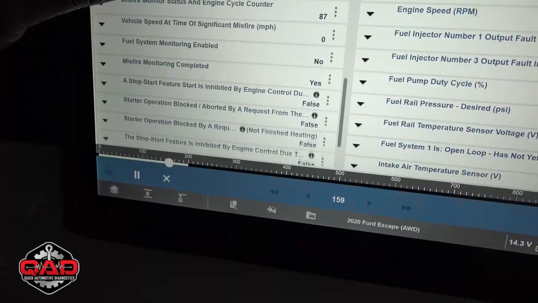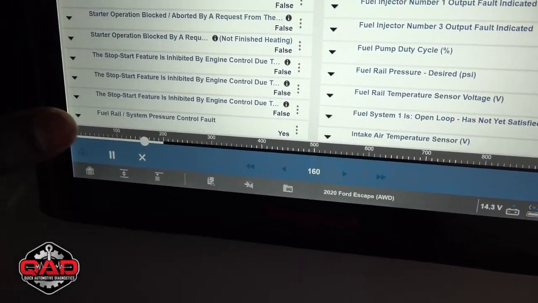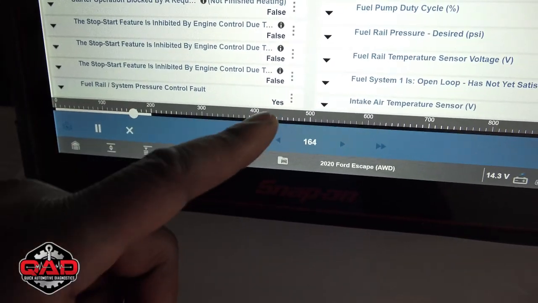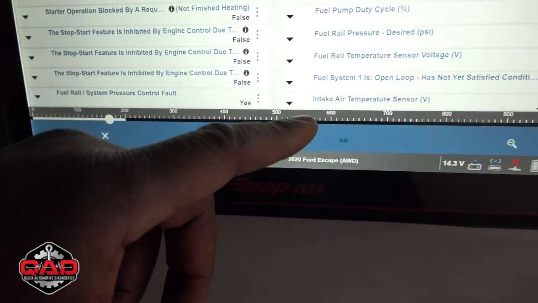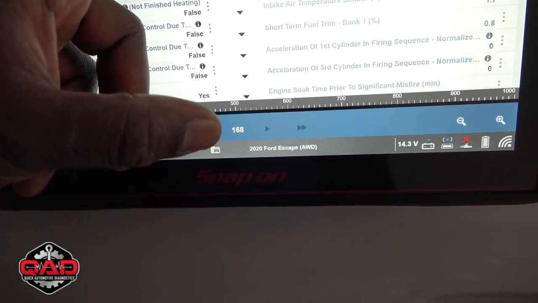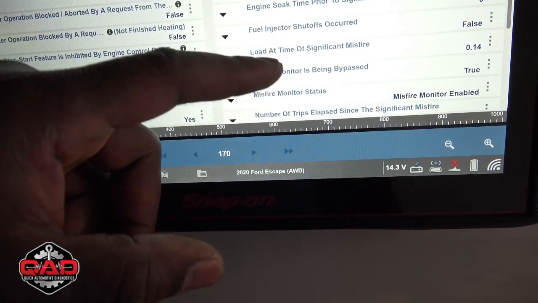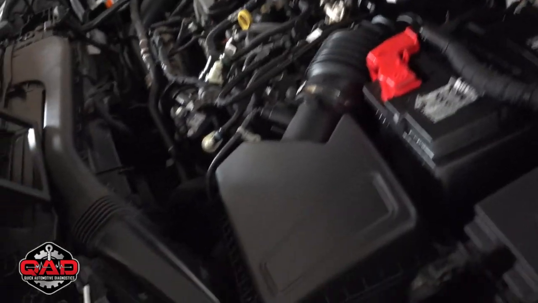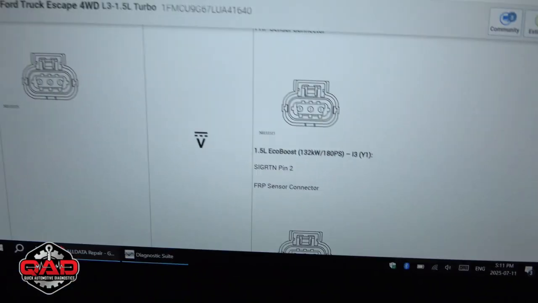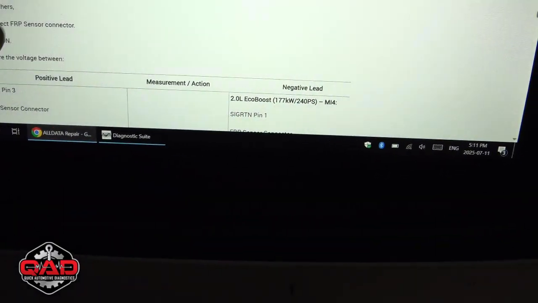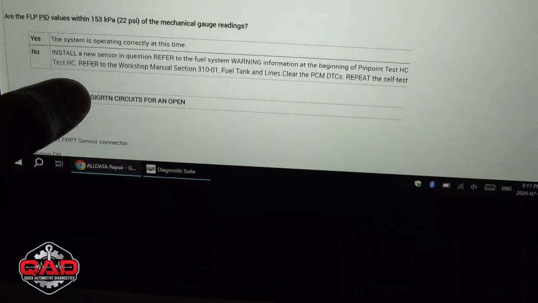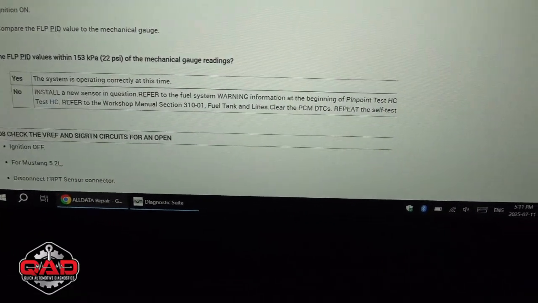Fuel system, fuel pressure. I need fuel pressure, fuel rail system pressure control fault. Okay, where are we, gentlemen? So I looked into my Zeus, went to all data, and punched in that code. There is actually very good information here, but you have to use your brain.